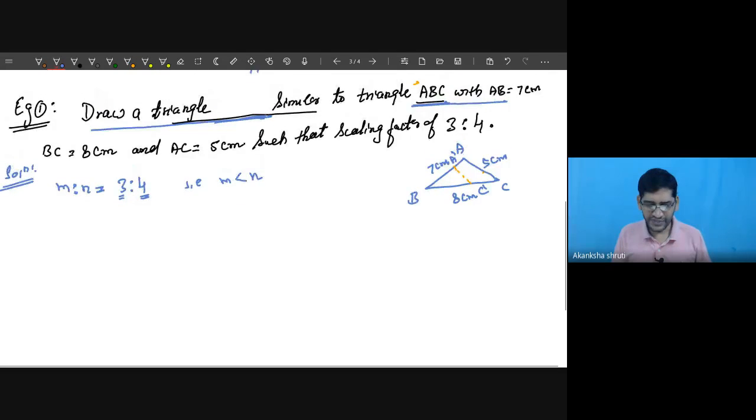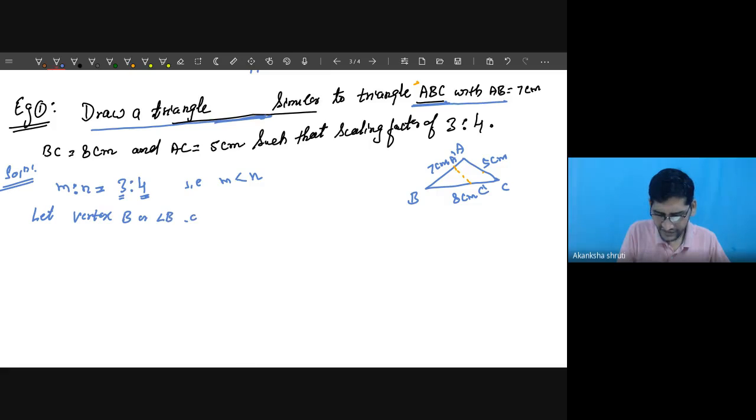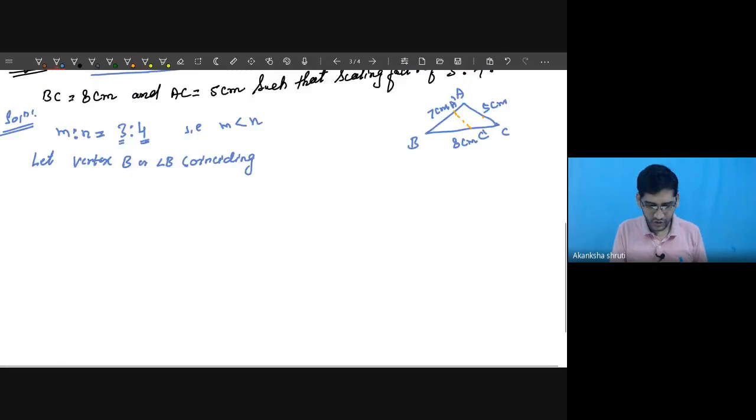So without the name, I am taking vertex B, or angle B, coinciding. You may coincide angle A also, or you may coincide angle C. Only the new parallel line will be drawn. So our purpose is to allocate A dash and C dash. That's all. So observe how I am going to do it.